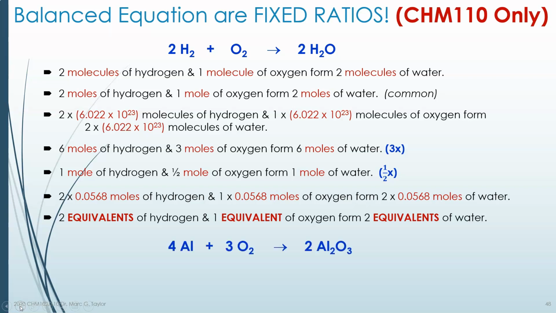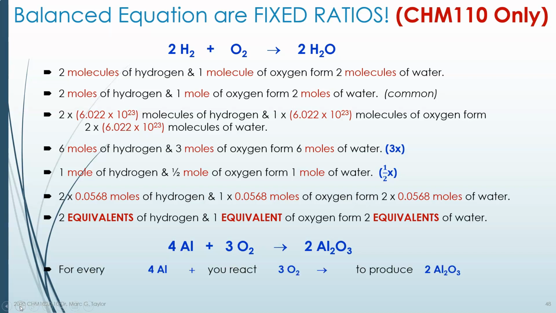So here's another reaction. 4 aluminum metal plus 3 oxygen makes 2 aluminum oxide. Well, here are the ratios. The ratio of these 3 substances is a 4 to 3 to 2 ratio. That is fixed by the balancing of the equation. These are the coefficients that are fixed ratios. We know that for every 4 aluminums, we need 3 oxygens. For every 3 oxygens, we'll produce 2 aluminum oxides. For every 2 aluminum oxides, I need 4 aluminums. So any pair of these will form a known ratio.